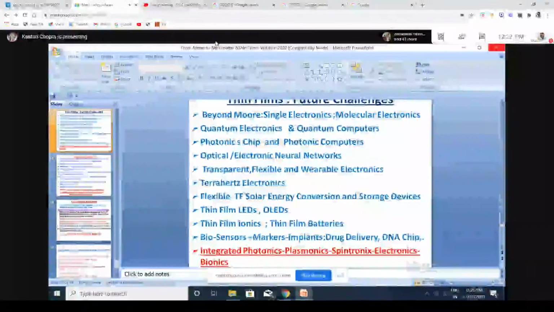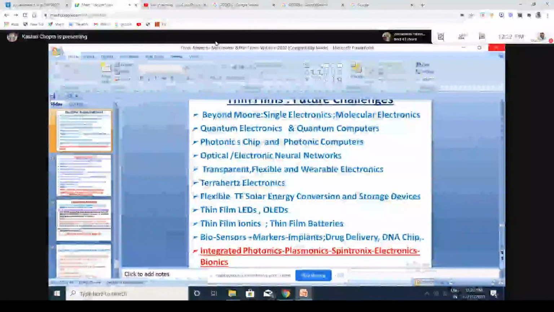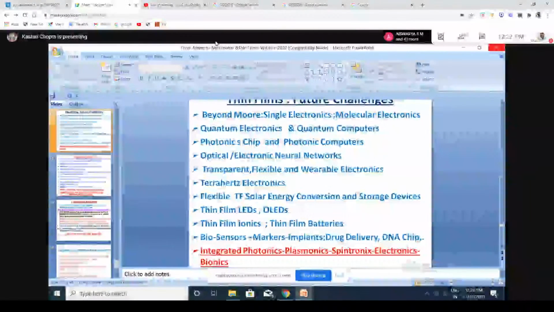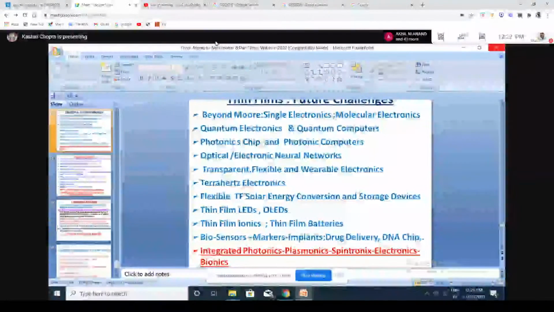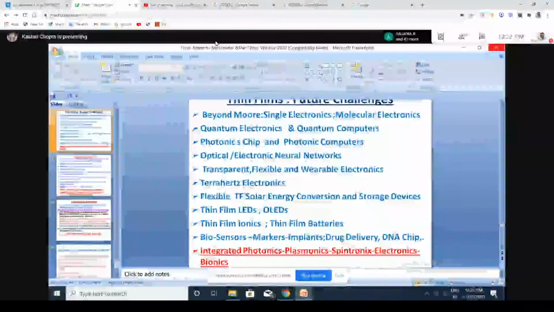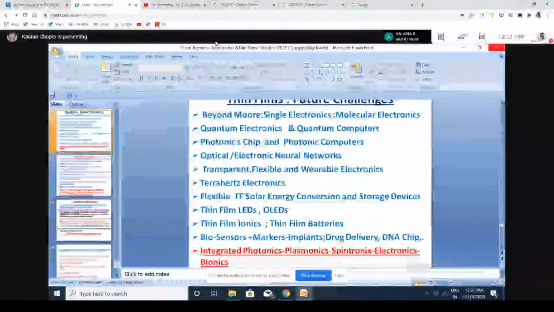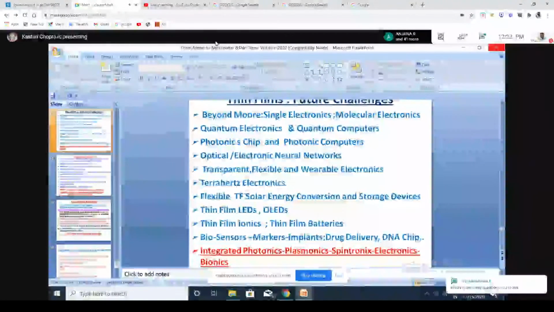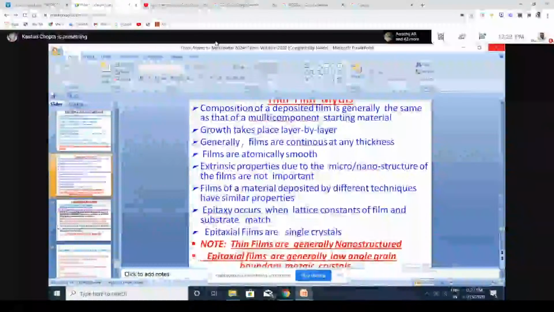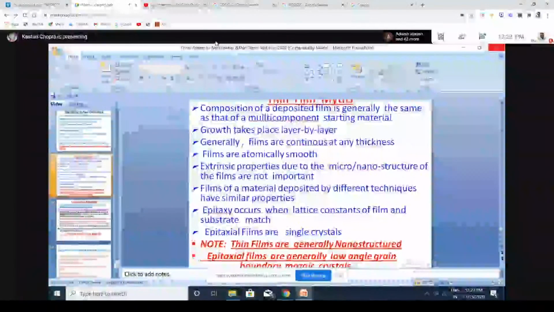Okay. So thin film batteries, biosensors. In a way, what is happening is that not any one of the single subjects, you have to integrate that. Integrated photonics, integrate with it plasmonics, spintronics, and bionics. So this is the future of this. Okay. I'll take 2 more minutes.